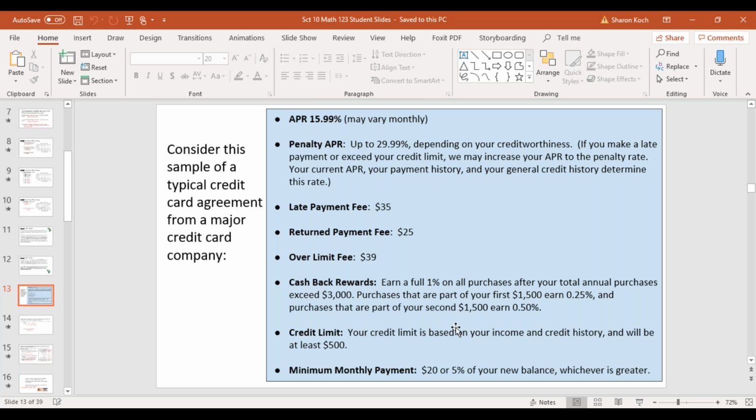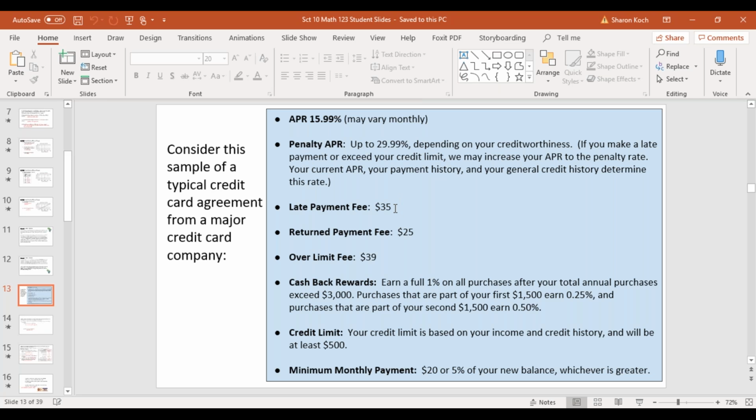So here are the parameters for this particular credit card that this student is getting. We're going to say that the APR rate is 15.99%. There are some penalties associated with it, so it says up to 29.99% depending on your creditworthiness. If anything happens, like you don't make your payment or you go over your limit, they're going to increase that immediately.